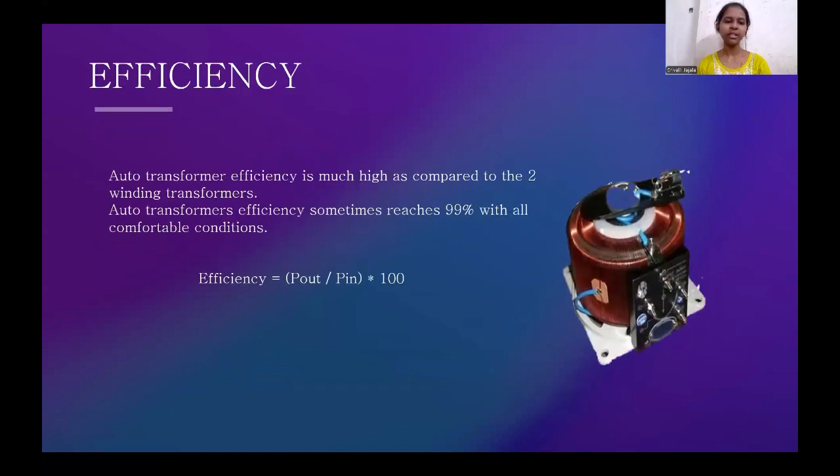Coming to the efficiency, auto transformer is highly efficient when compared to the conventional or two winding transformer. Sometimes it may reach 99% efficiency in some conditions. Efficiency is given by the equation P output by P input into 100.